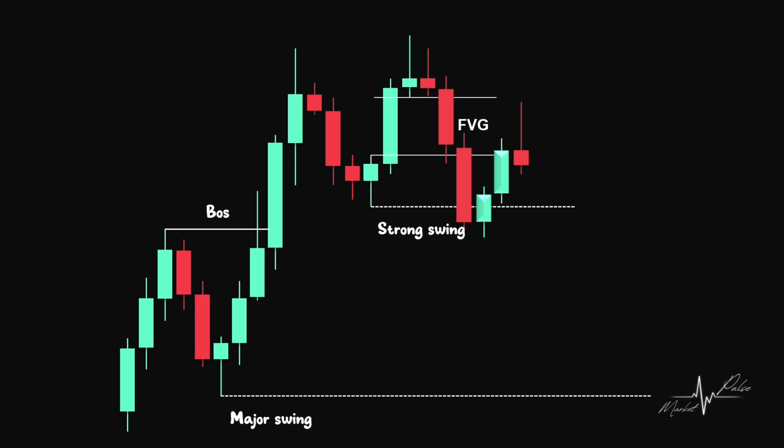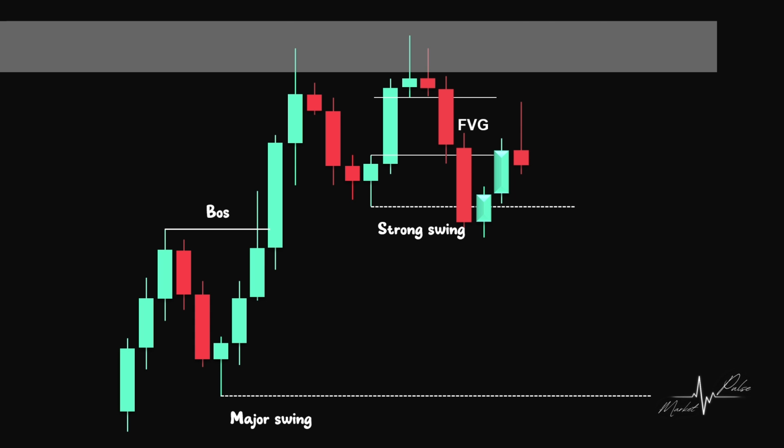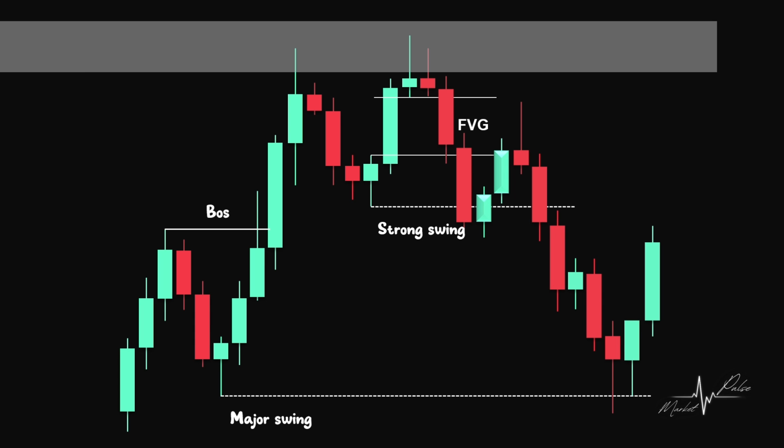This scenario often occurs when the price taps into a higher time frame key level. Now, we can take short entries in this inverse fair value gap area, targeting the major swing low because it continues to act as strong support for the price.